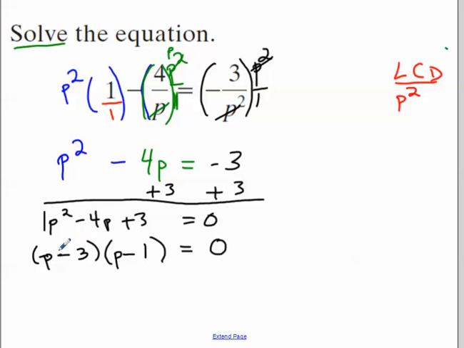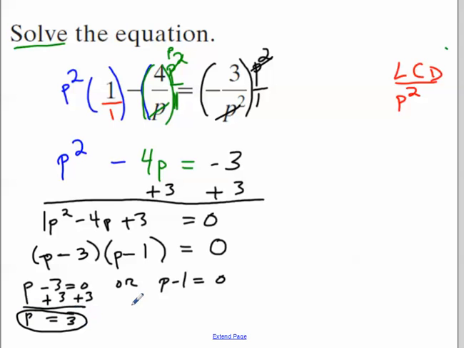So either p minus 3 is equal to 0, or p minus 1 is equal to 0. And then we can write those out. P minus 3 equals 0, or p minus 1 equals 0. And then we just solve our little mini equations here. We add 3 to the left side and add 3 to the right side, and we get p equals 3. Or add 1 to the left side, add 1 to the right side, we get p equals 1. So either p equals 3 or p equals 1.